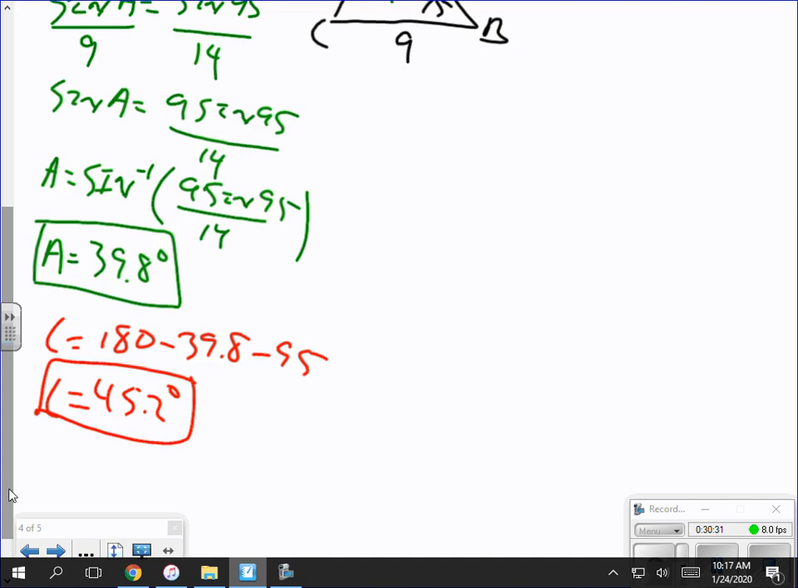And now I can find side c using that and the law of sines. So b over the sine of 45.2 is equal to 14 over the sine of 95 degrees. I'm looking for side c. You're right, c. My bad.